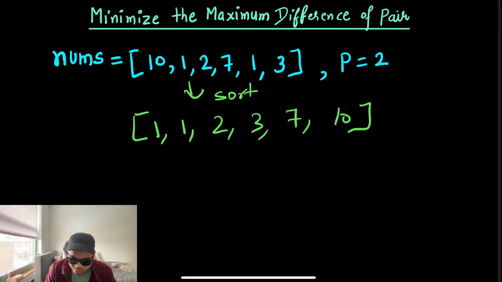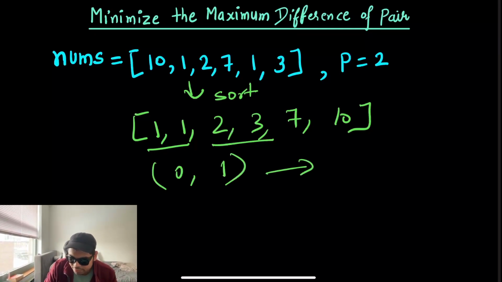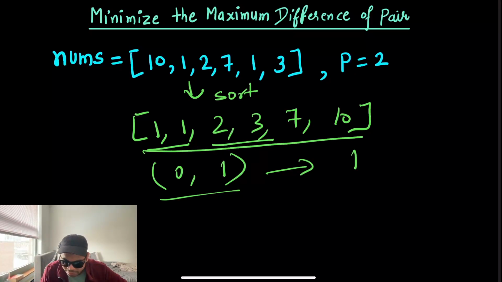Okay, so here we will choose these two, and then here we will choose these two, and then the difference is 0, and then the difference here is 1, and we return, basically we have two pairs satisfying our P, and then we return 1. Okay, so we are going to first sort the elements and then go over them to find two pairs, and then whatever difference we have, we return that difference, the maximum difference.